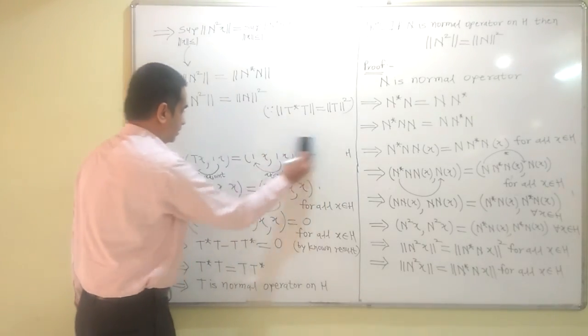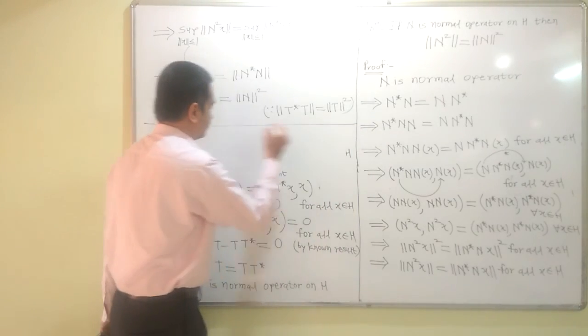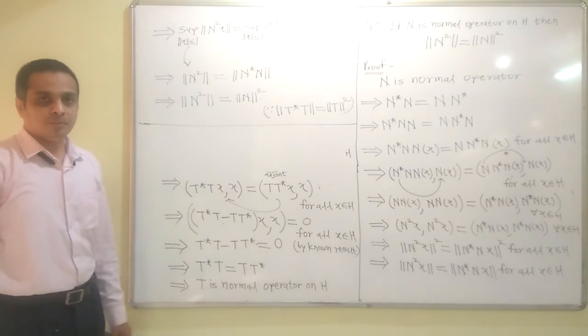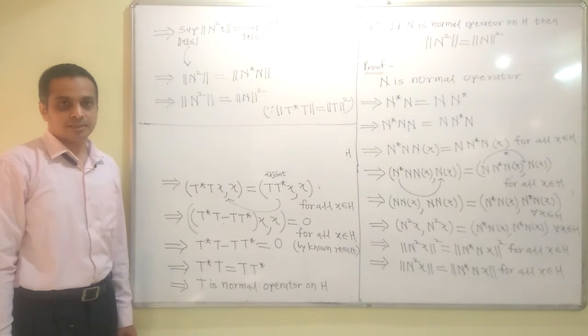So with this, we have finished off the proof of this property. We are going to see some more results on normal operators in coming lectures.